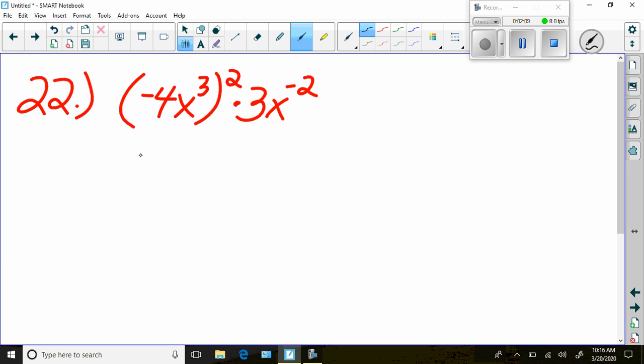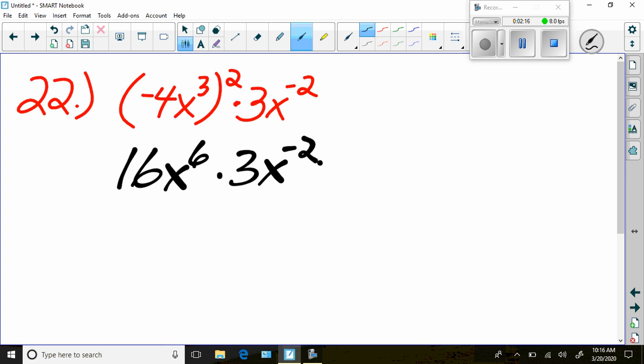Number 22, square the stuff. 16x to the 6 times 3x to the negative 2. 16 times 3 is 48. And then that's x to the 4th.